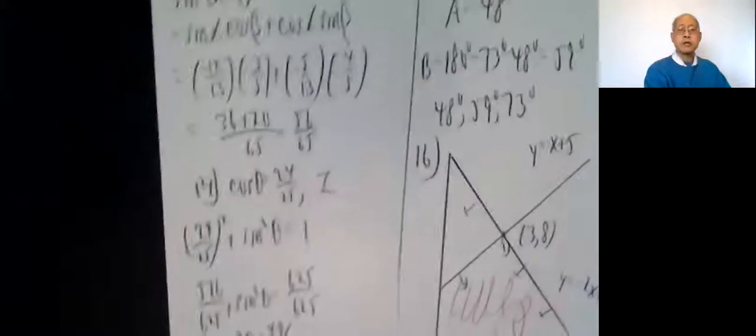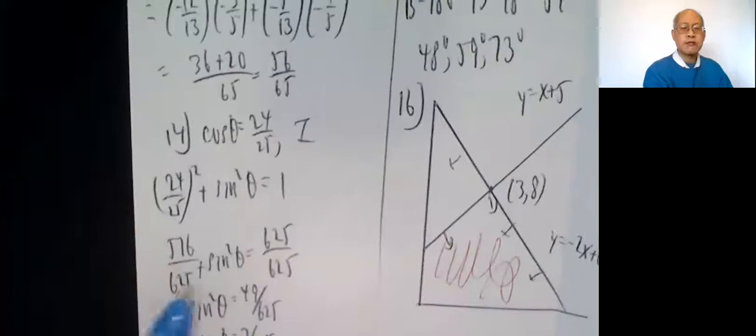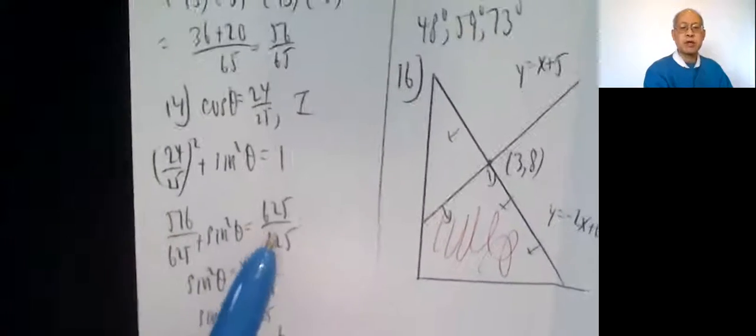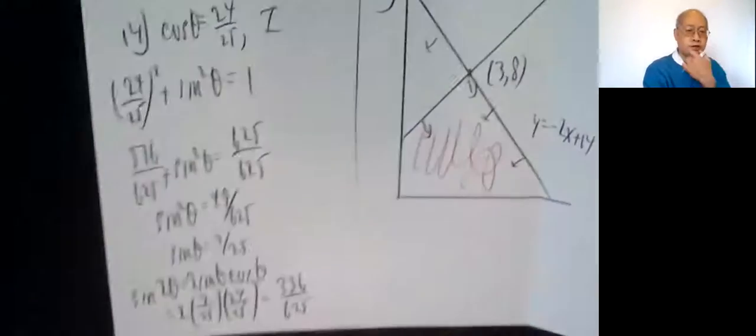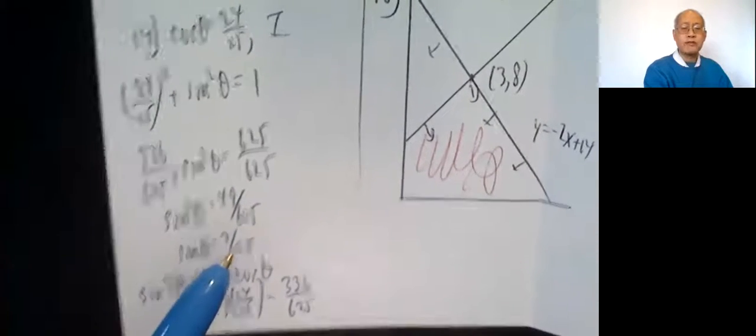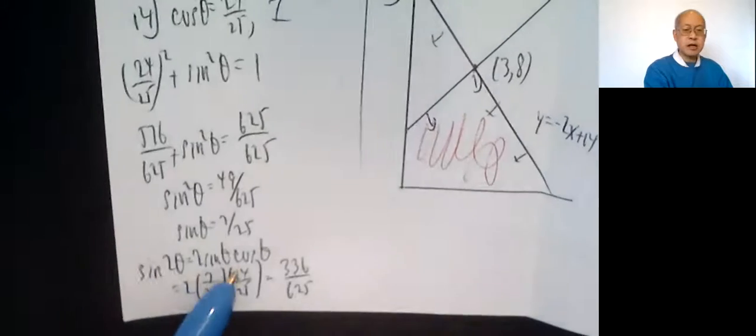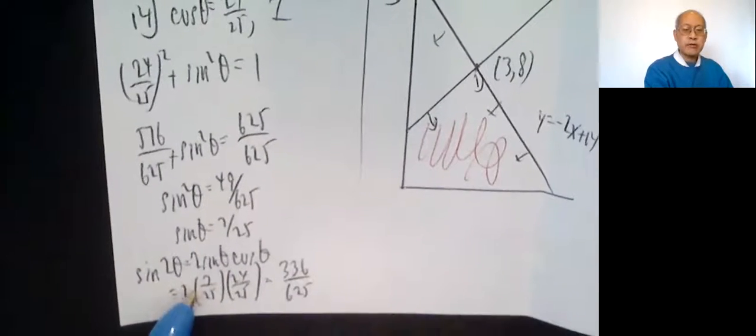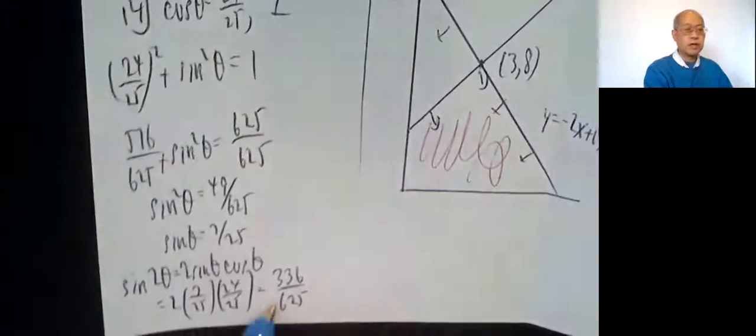14, cosine theta is 24 over 25. We're in quadrant 1. 24 over 25 squared plus sine squared theta equals 1. 576 over 625 plus sine squared theta is equal to 1. Subtract: sine squared theta is 49 over 625. Square root property, sine of theta is positive 7 over 25. Use the identity sine of 2 theta is 2 sine theta cosine theta. 2 times 7 over 25 times 24 over 25, 336 over 625.